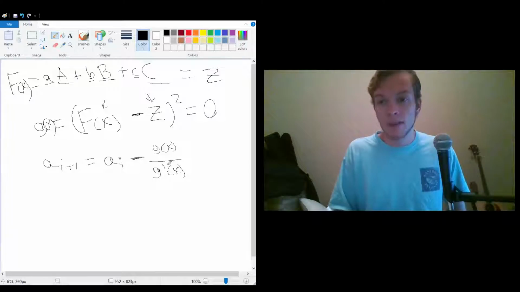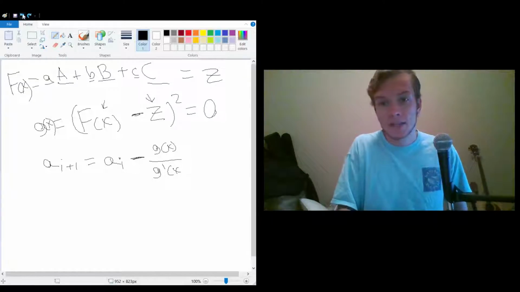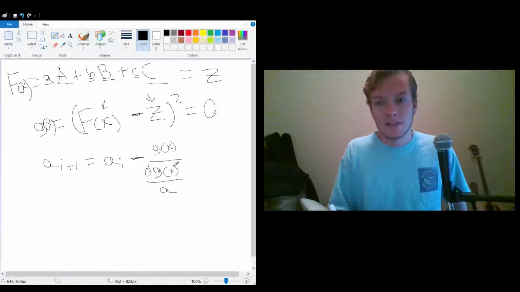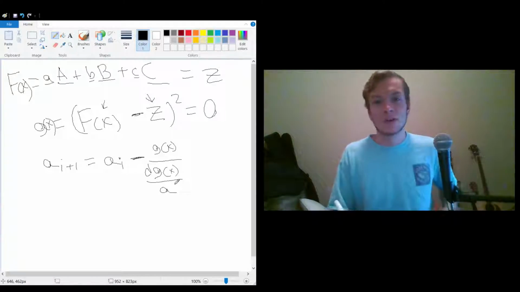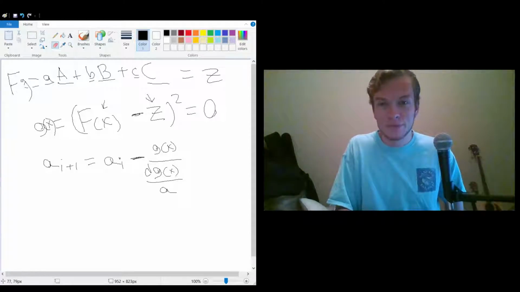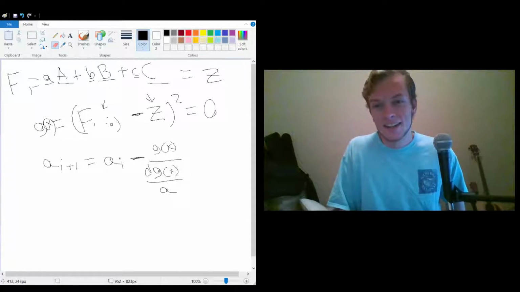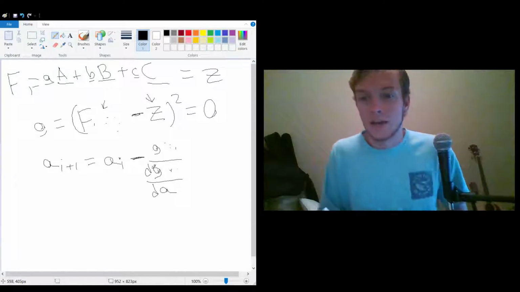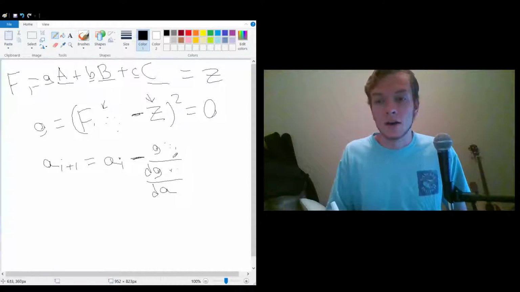This will be approximated simply by slightly adjusting the a term. So this prime is actually going to be dg of x with respect to a. Calling it g of x is probably a little wrong. This is just some function, and then this will be g, which is the function here. So that's what we're working with: the derivative of g with respect to a is the bottom of this fraction.